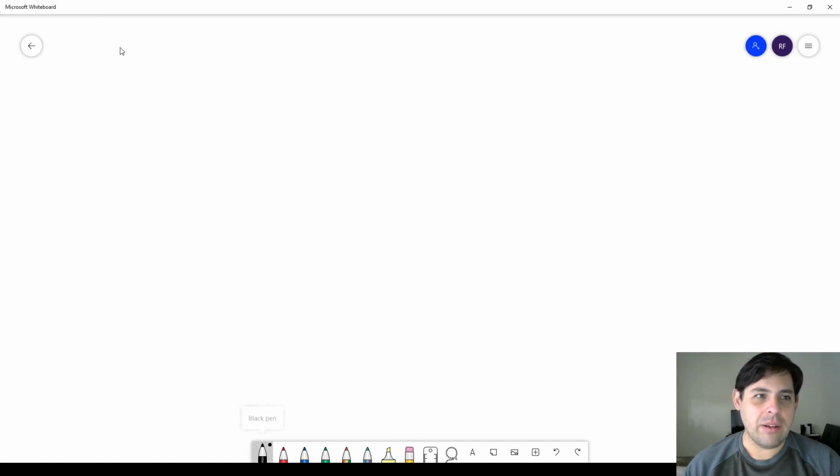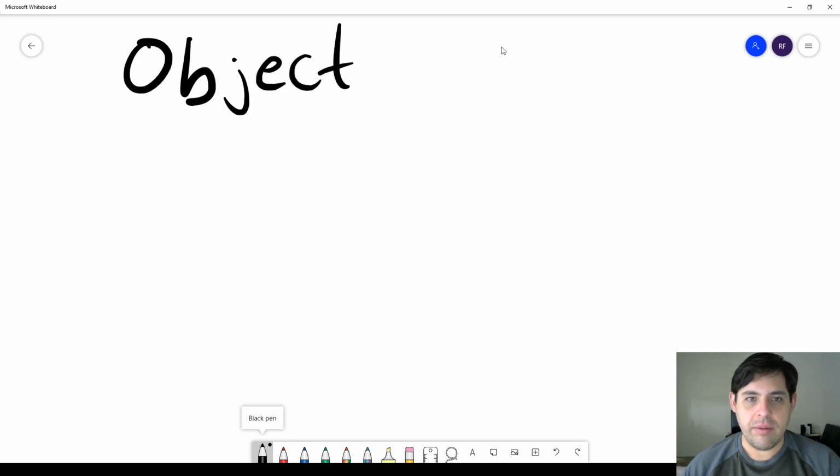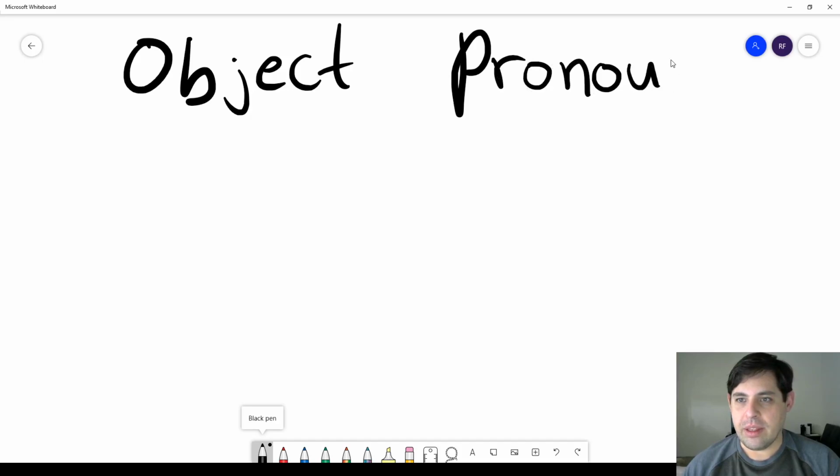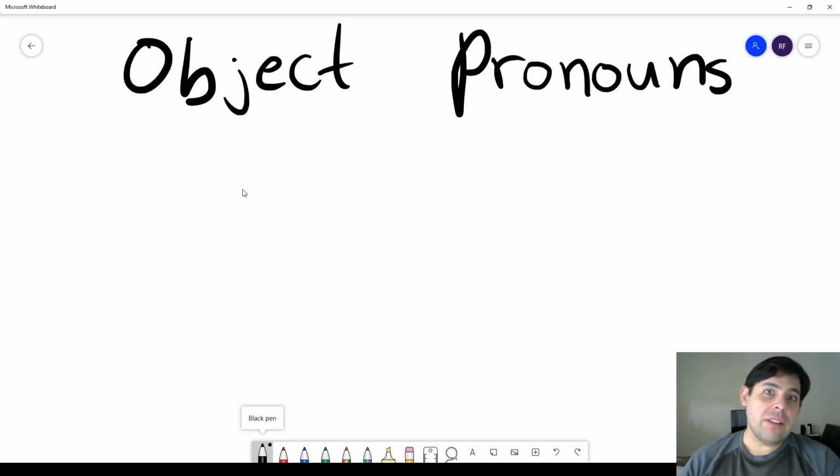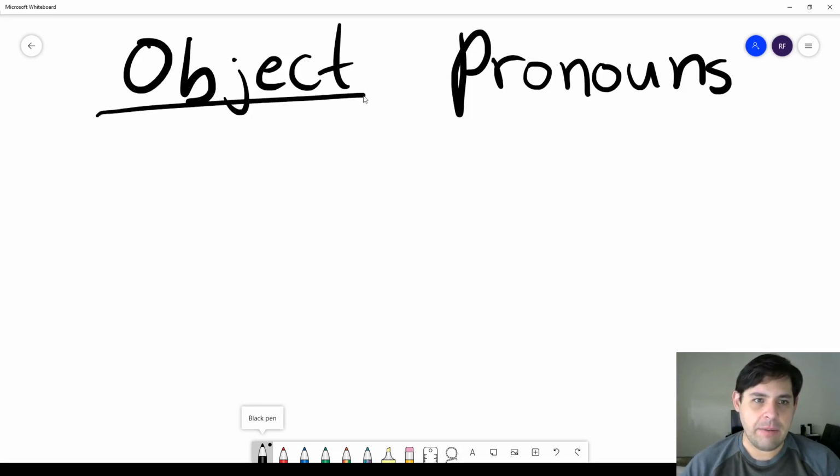Today we're talking about object pronouns. Okay? So it sounds hard, but it really isn't. It's very simple, okay? But first, we have to review what is an object, what is a pronoun. Well, an object is something that is affected. So it's what is affected by a verb, okay?